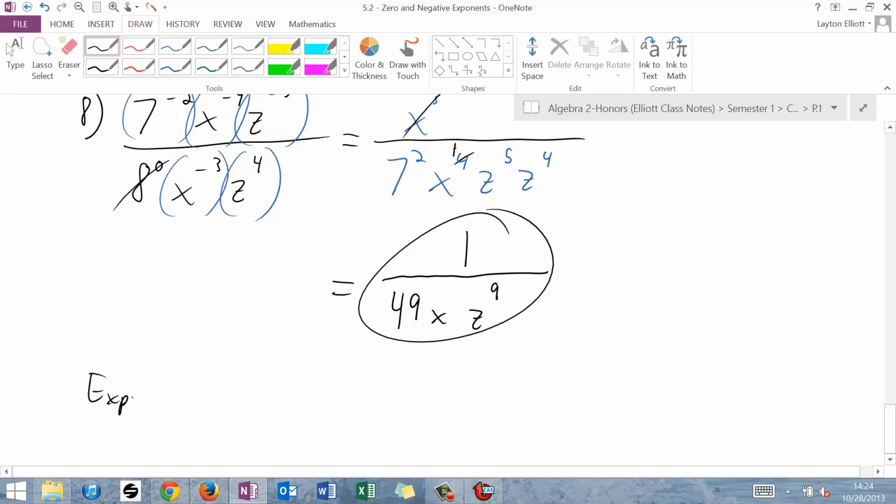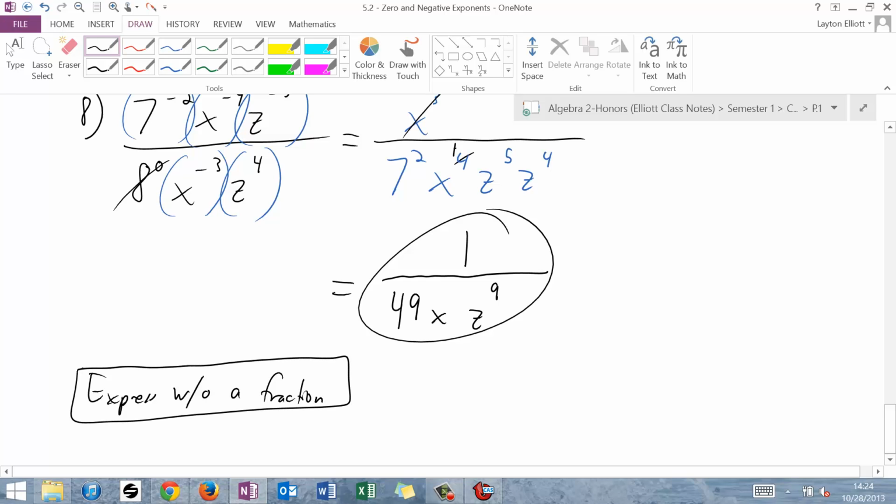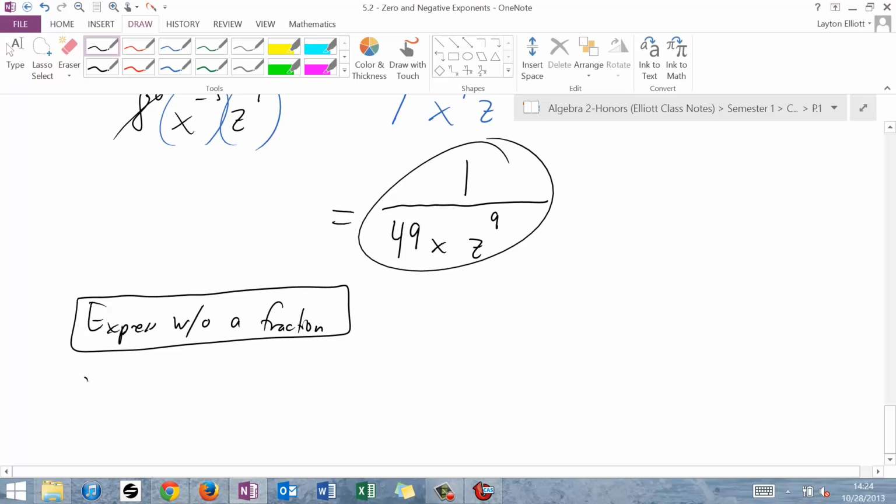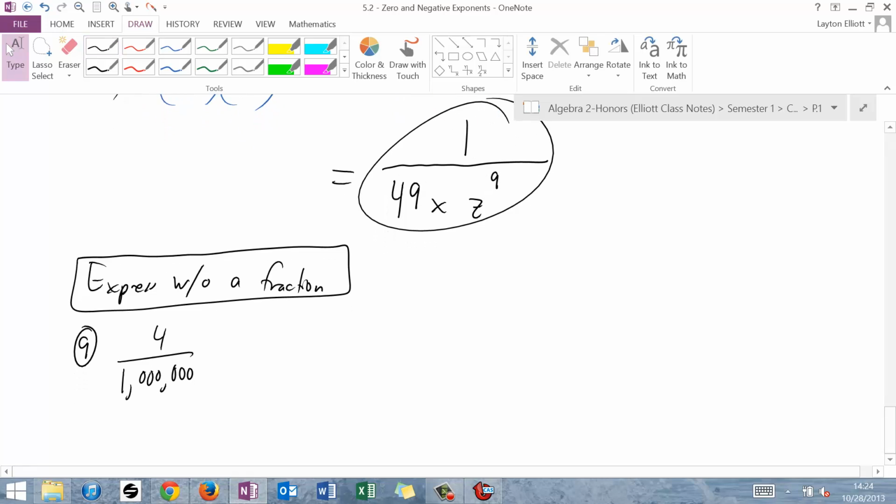Okay, new directions. Let's express without a fraction. So I've got number 9 here. 4 over 1 million. And I don't want it to be a fraction. So instead of 4 over 1 million, I'm going to change that into 4 over 10 to the 6th. Notice how I didn't reduce that. You could, but this is kind of a little bit more of a simple way to do it. And that's going to be the same thing as 4 times 10 to the negative 6th.